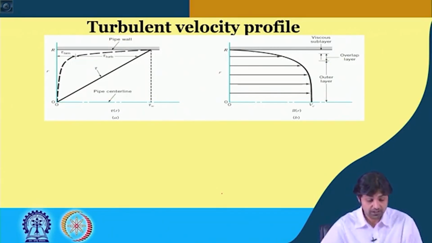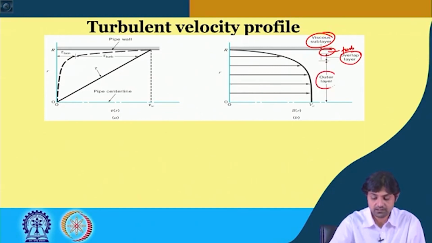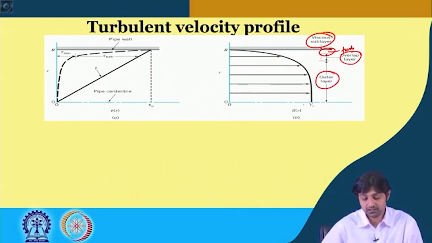This is a figure showing different areas in a pipe flow, the layers. The area near the wall is called the viscous sublayer, then there is the turbulent layer, then there is an overlap layer, and then there is an outer layer until the center line.